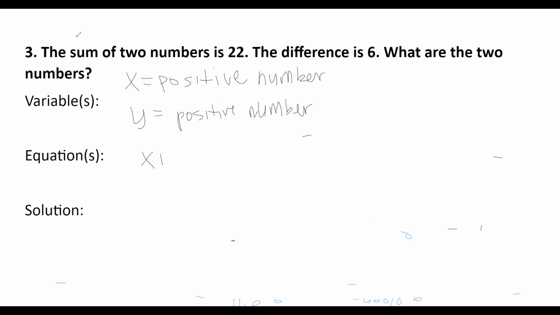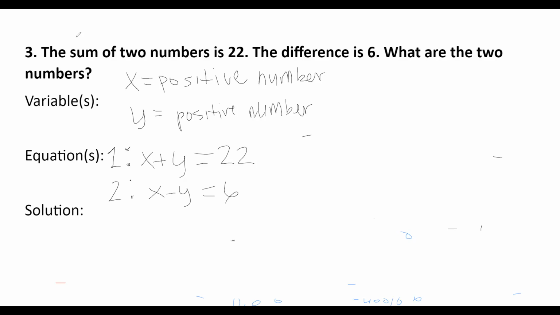Okay, and if you put x plus y equals 22, you would be right. That is our first equation. And if you may have not gotten that first equation right, what do you think this second equation is going to be? Type it in now. If you put x minus y equals 6, you would be right. Okay, we're going to use the substitution method to find out what those two numbers are.